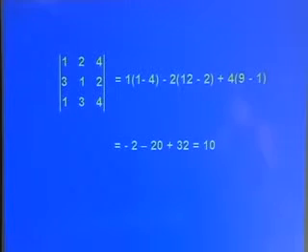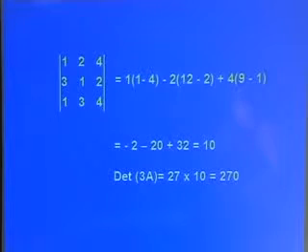Finally, the determinant of 3A is 3 into 3, because A is a 3 by 3 matrix. The determinant of A is known, and since I am multiplying 3A, I am multiplying each and every row by 3. So it is 3 raised to power 3, that is 27 into 10. So the determinant of 3A comes out to be 270.